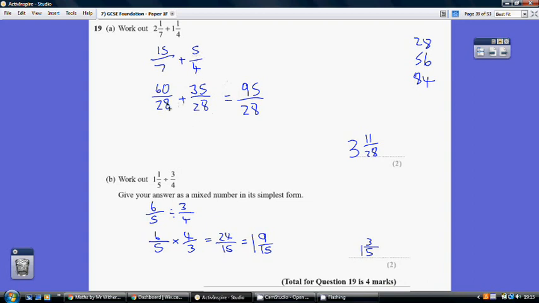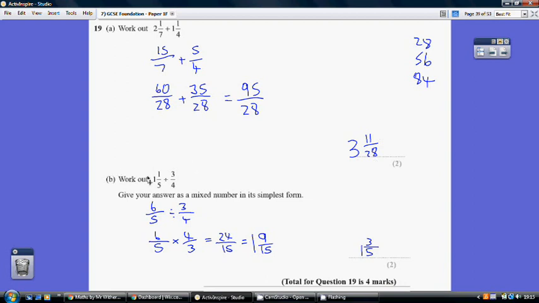Now that I've got the common denominator, I can add the fractions together. So add the numerators, add the top numbers. 60 add 35 is 95. Now be careful, do not add the denominators. It's still 28 on the bottom. Now turning that back into a mixed number, that gives me 3 and 11/28.